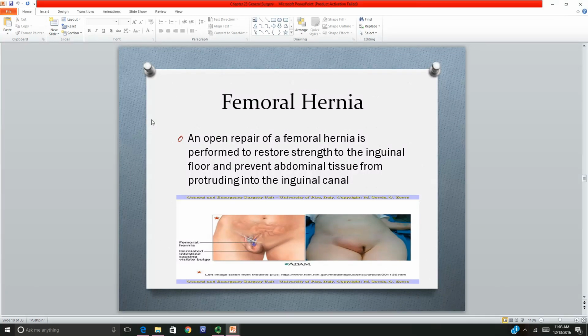Most likely, the hernia appears as a bulge below the crease line of your leg. It runs a high risk for strangulation and incarceration.